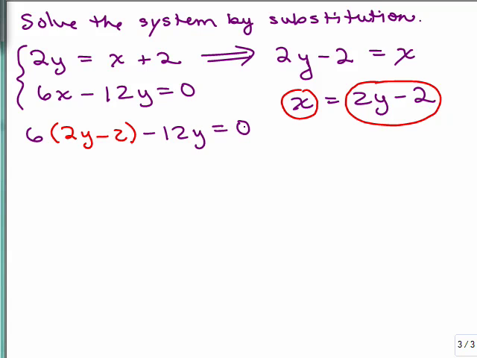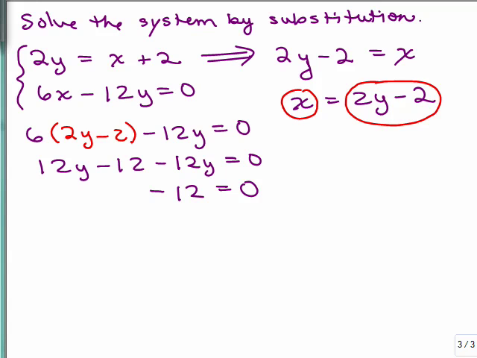And now we get an equation with just a single variable, y. So we have 12y minus 12 minus 12y equals 0. Now on the left, the 12y minus 12y is 0, so I ended up with negative 12 equals 0. That's a problem. That's never going to be true.